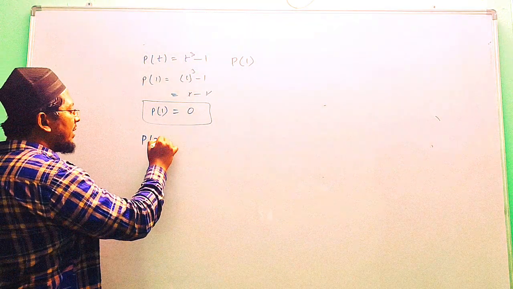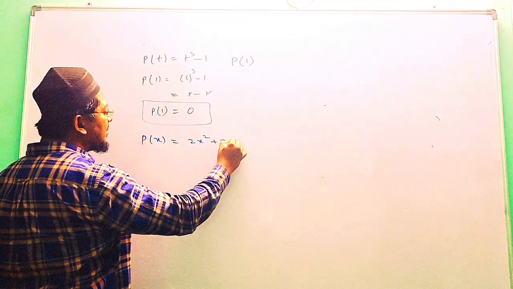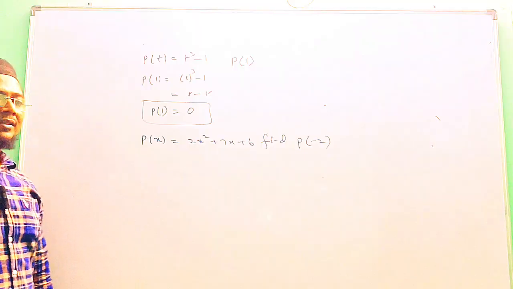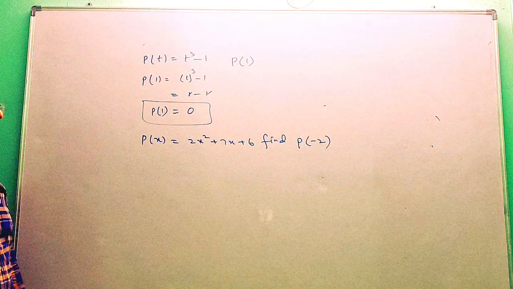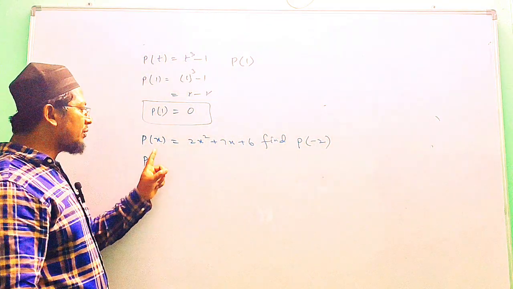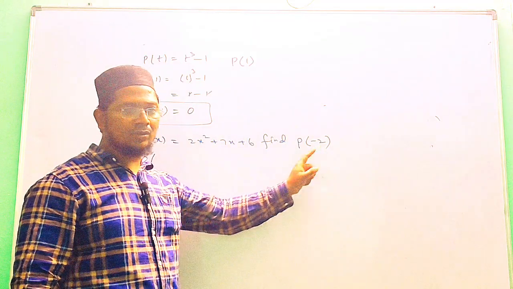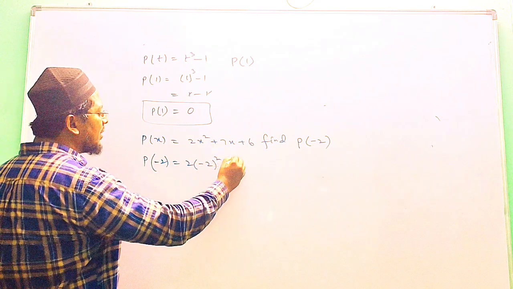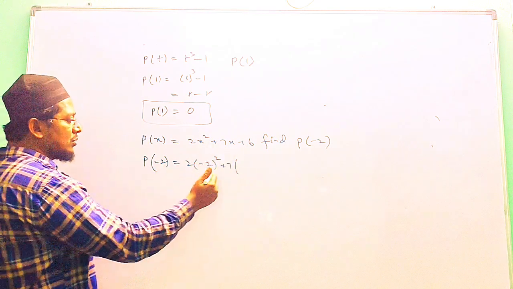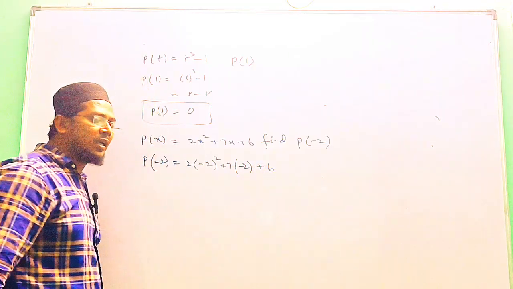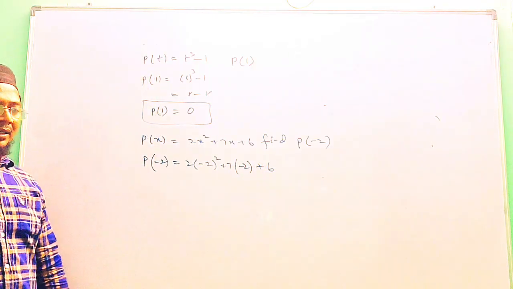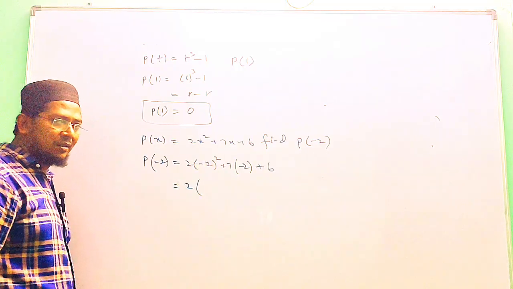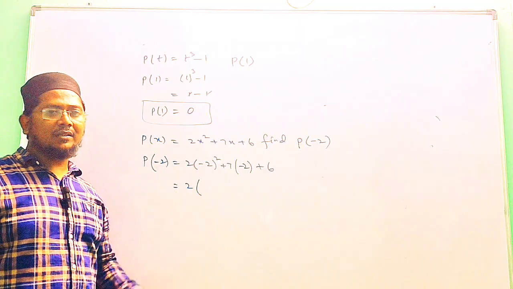Another example, P of x is equal to 2x square plus 7x plus 6. Find P of minus 2. Using the same substitution method, we remove x and in place of x we take minus 2. So P of minus 2 is equal to 2 into minus 2 power 2 plus 7 into, again, x. What is the x value here? Minus 2. Wherever we find x, we should write minus 2. Here 2 is an even integer, so minus 2 power 2 gives a positive answer.